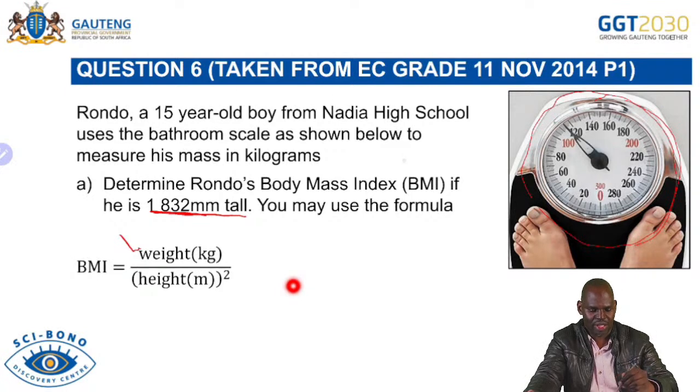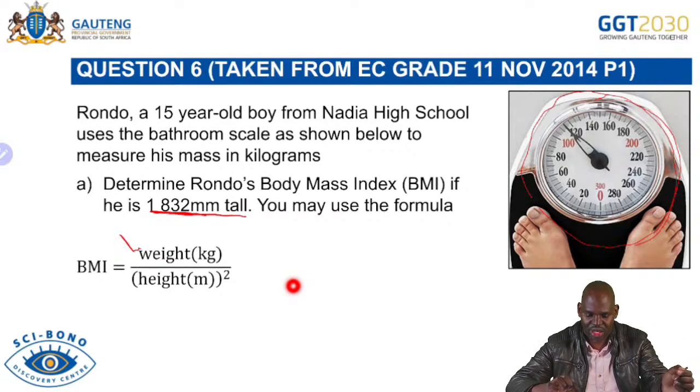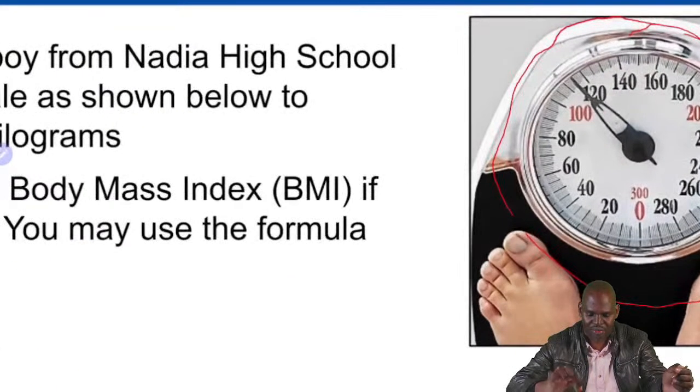Okay, when I read the scenario there, it's actually not indicated. But they said he uses the bathroom scale as shown below. It's actually alongside. There's the bathroom scale. But you can see the readings there. So from those readings, we can actually tell what Rondo's mass is. You must be able to interpret. Now let's check if we interpret this.